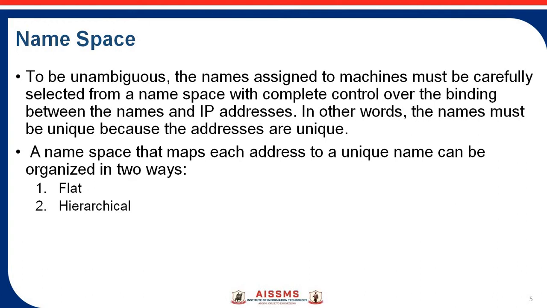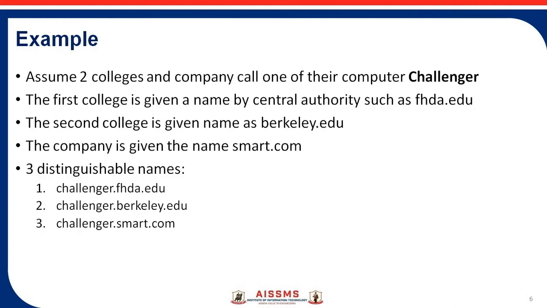First, we will see flat namespace. In a flat namespace, a name is assigned to an address. A name in this space is a sequence of characters without structure. The names may or may not have a common section. If they do, it has no meaning. Hierarchical namespace.